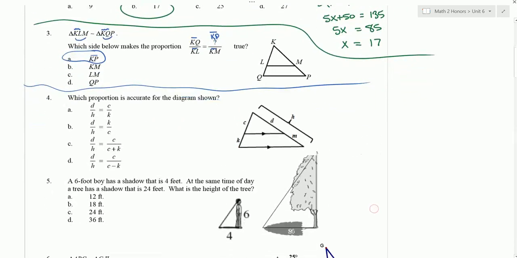Number 4, which proportion is accurate for the diagram shown? So let's check them out one by one. So D over H. So we have the small triangle over the large triangle is C over K, which is small triangle to, now K is not a side of a triangle. K is part of a segment length, but that segment length is not part of a full triangle, so we know A is wrong.